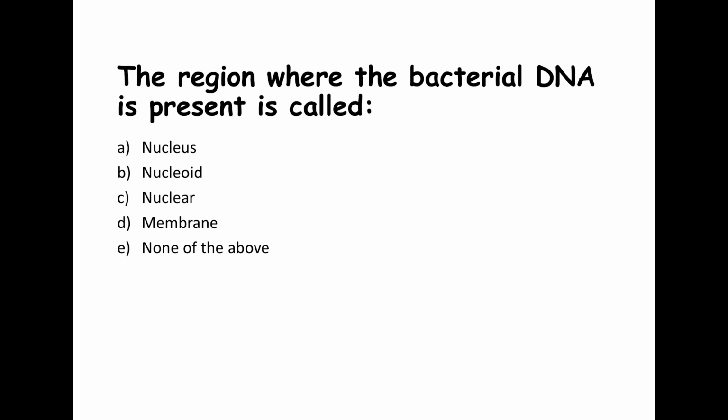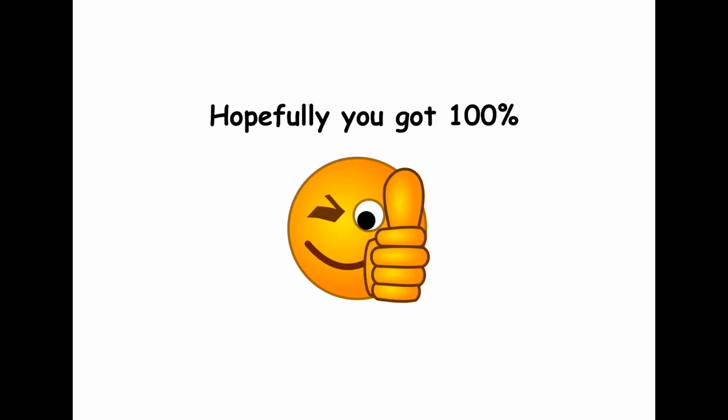All right, next one. The region where the bacterial DNA is present is called, is it nucleus, nucleoid, nuclear membrane, or none of the above? Now this one, hopefully you get it. The answer is nucleoid. Okay, so this was a very brief review over bacterial anatomy to make sure you know the basic anatomy of the prokaryote.